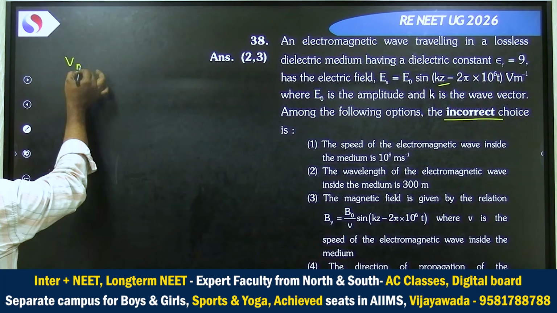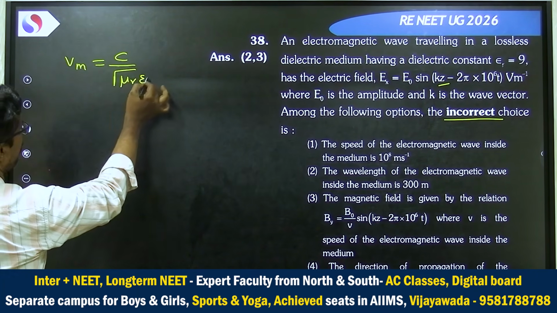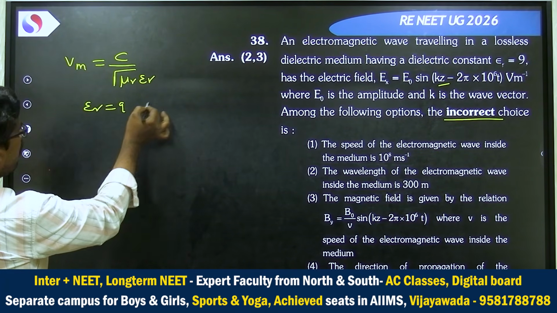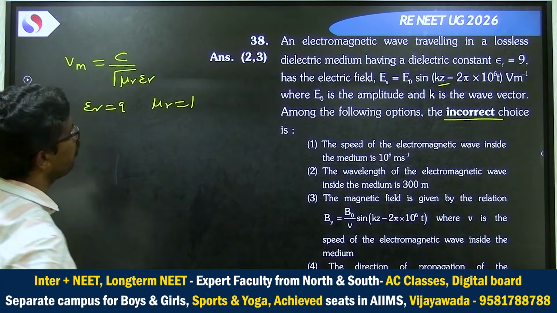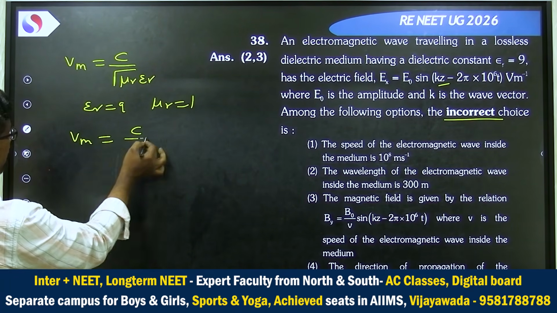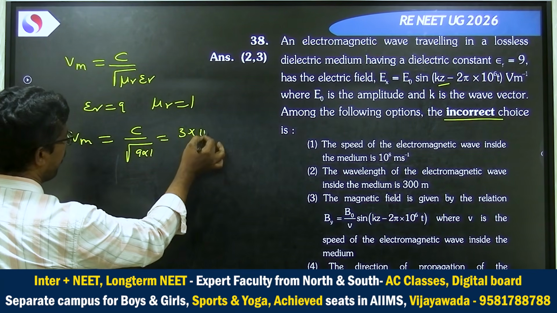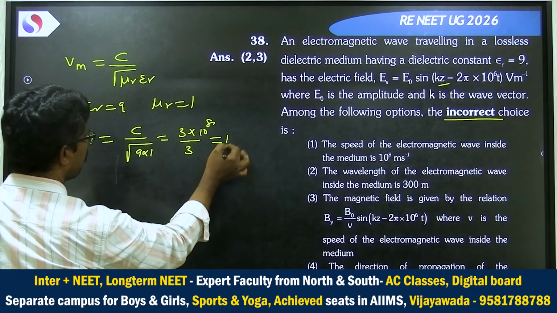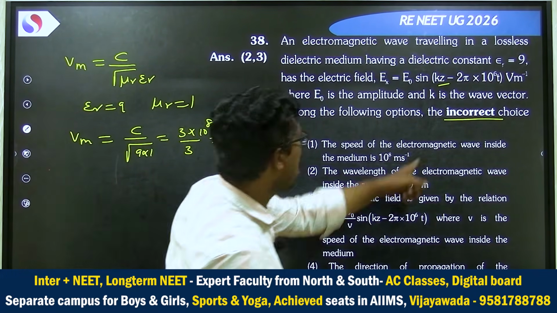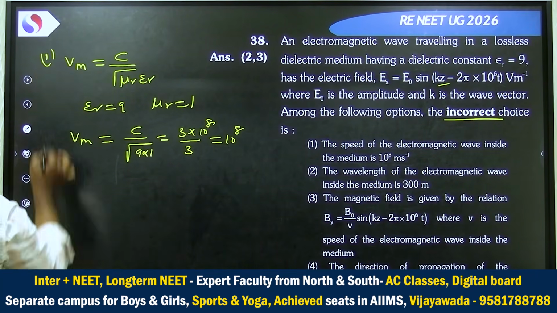Velocity in the medium is equal to the velocity of light c divided by root of mu r into epsilon r. Here given epsilon r is equal to 9, and we know mu r is 1. Substituting, velocity in the medium is c by root of 9 into 1, which is 3 into 10 power 8 divided by 3, so 10 power 8. The question asks for the incorrect one, and this answer is correct. Next, the second one.